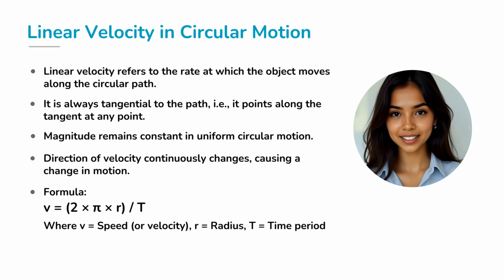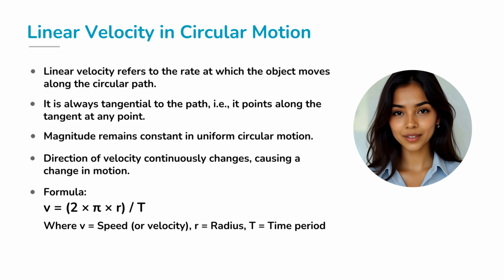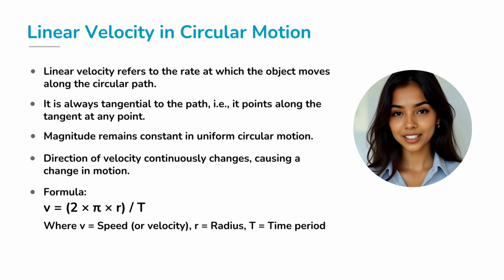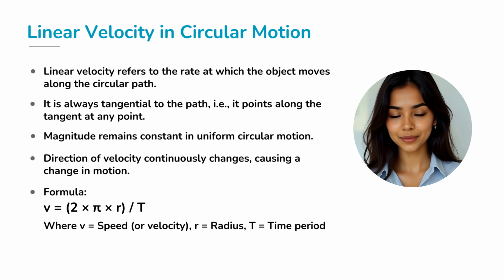The linear speed is calculated using the formula v equals 2 times pi times radius divided by the time period. That is, how much distance the object covers in one full rotation divided by the time taken.